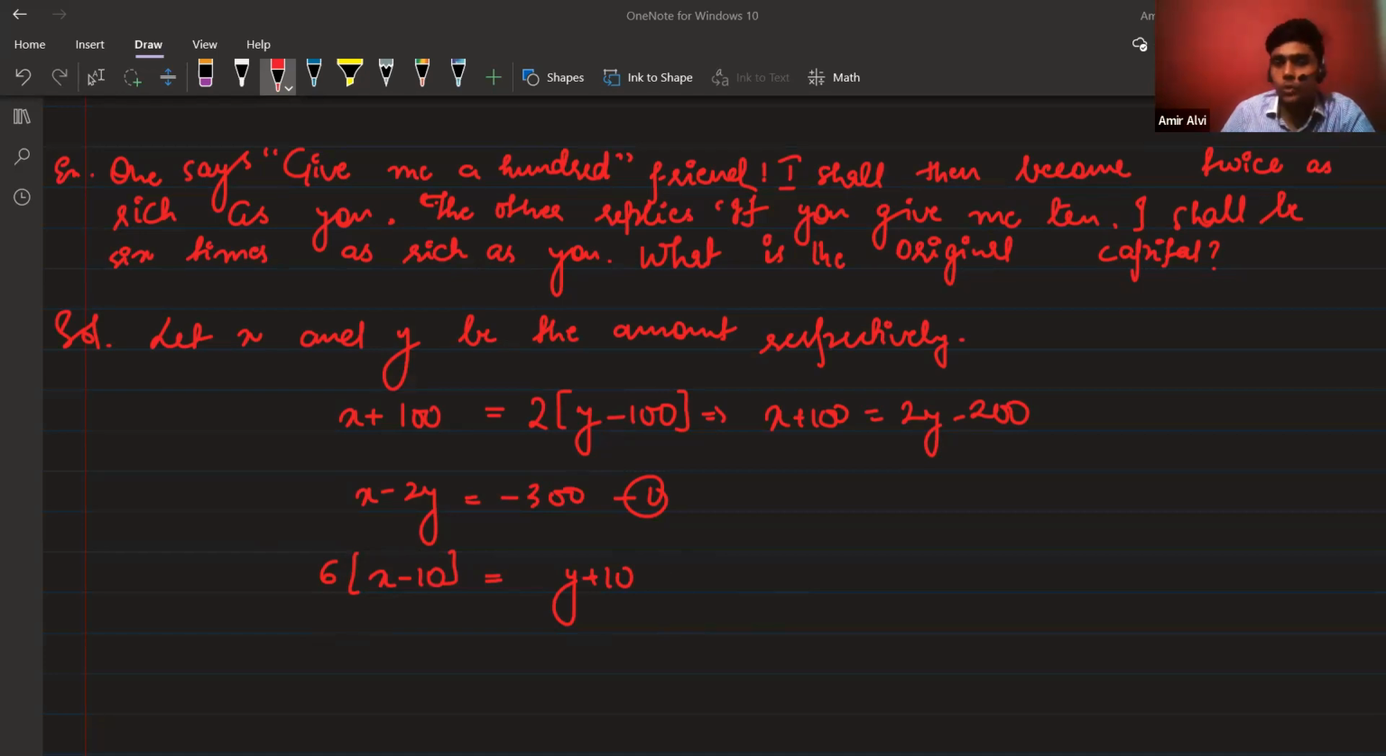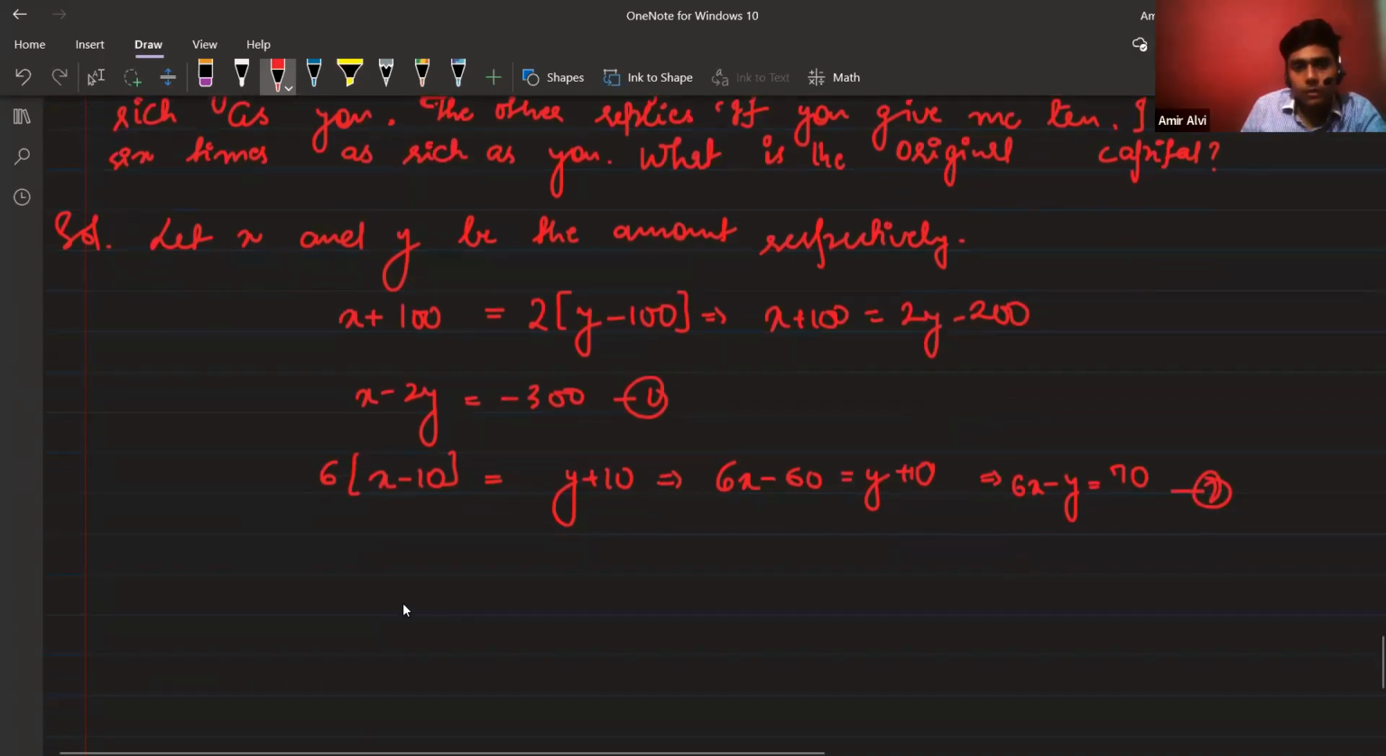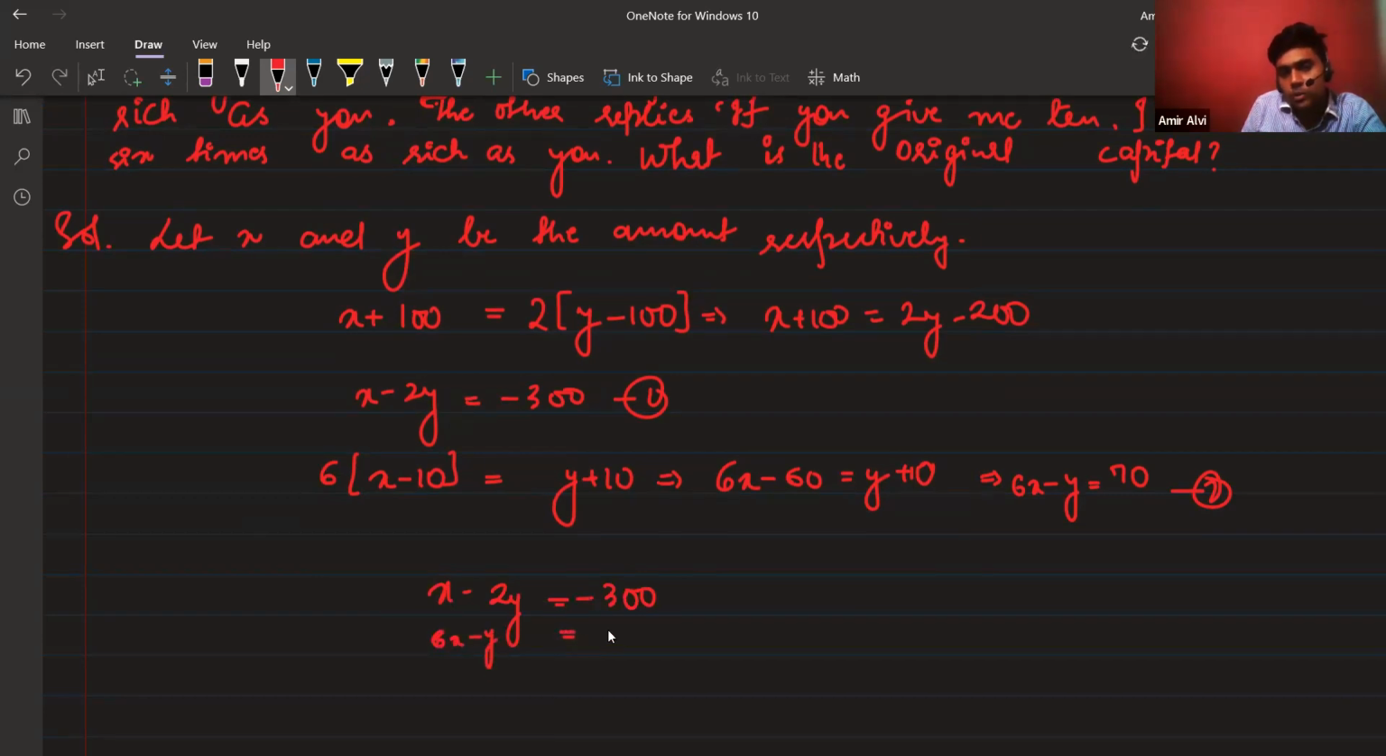No issue. We can simplify this as 6x minus 60 is equal to y plus 10. So basically it would be 6x minus y is equal to 70. This is our equation 2. Is that clear? Yes, sir. So x minus 2y is equal to minus 300 and 6x minus y is equal to 70. What we can do is any of the methods.